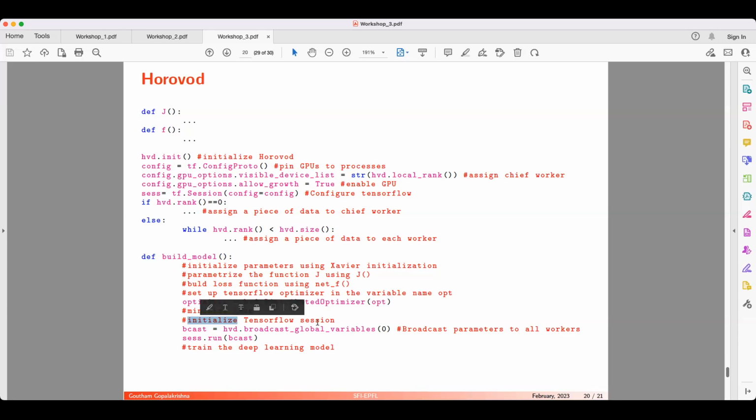By this, I mean you have this nice decorator function, tf.function, right? You call that, and then you broadcast the variables across. This is where the parameters get communicated and averaged. Until here, no computation happens. Here, you finally run the session, and you train the model. That's it.